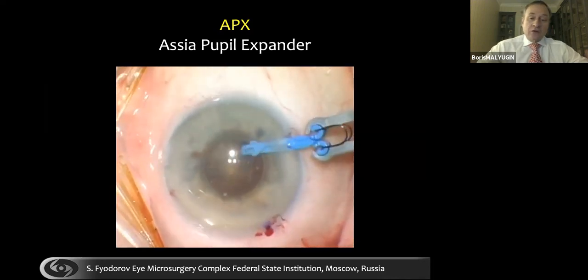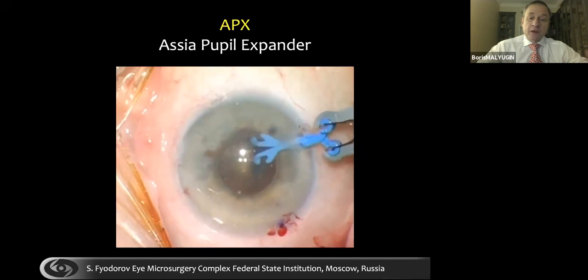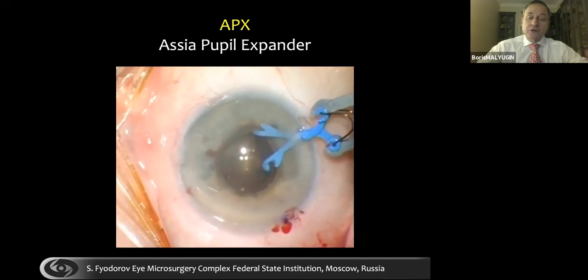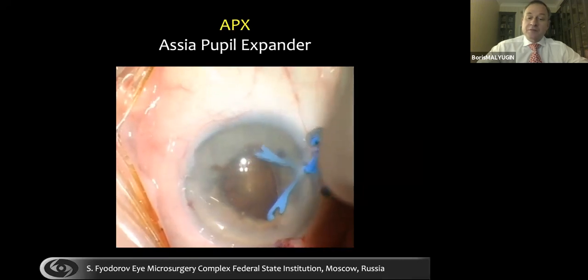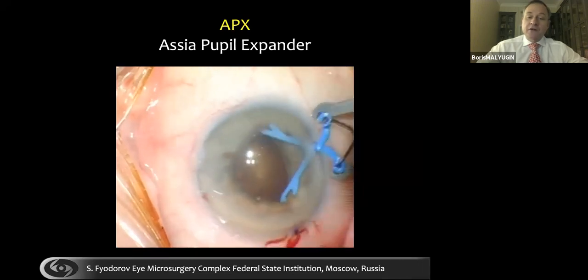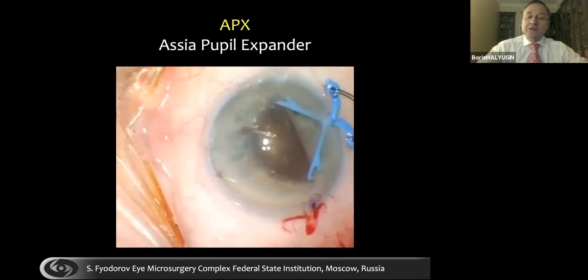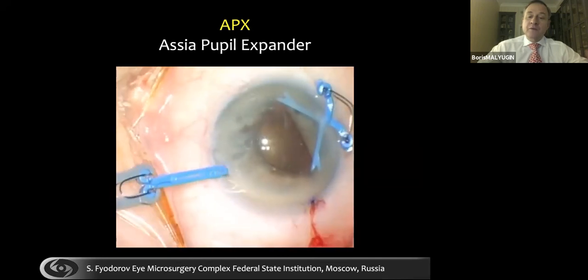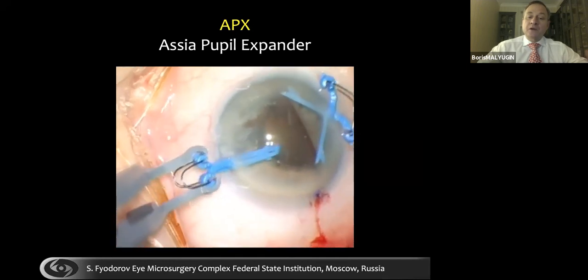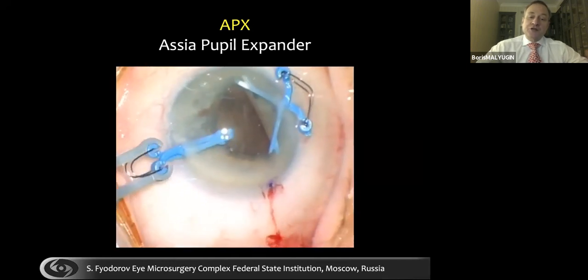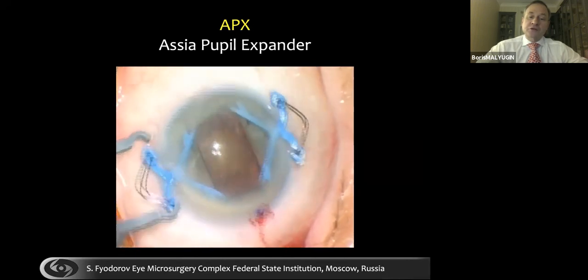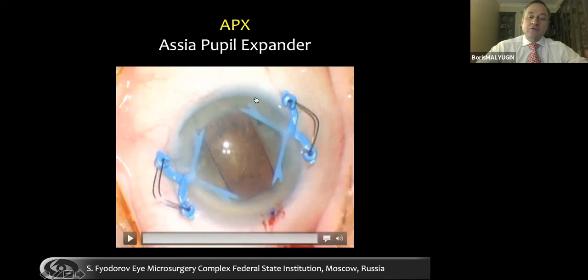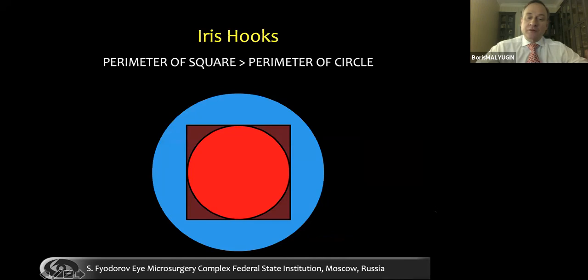This is how the device works. It's a plastic disposable version of the APX 200 pupil expansion device, and you see that by releasing the spring, the branches of that device with the hooked elements catch the pupillary margin, and you have a very nice square pupil at the end of the procedure.